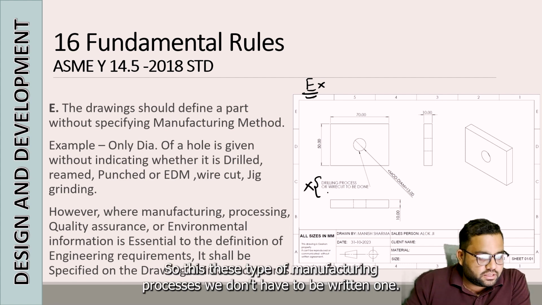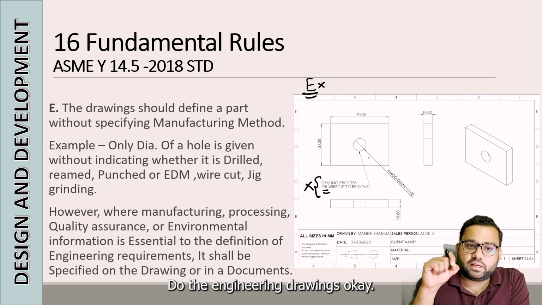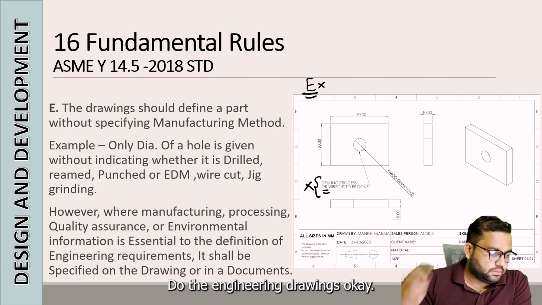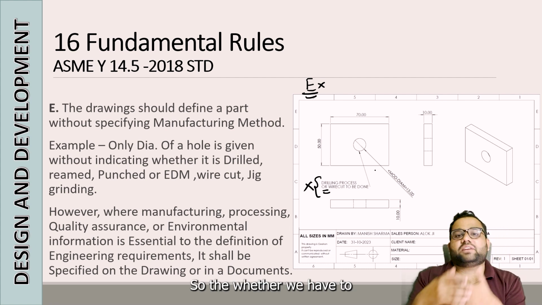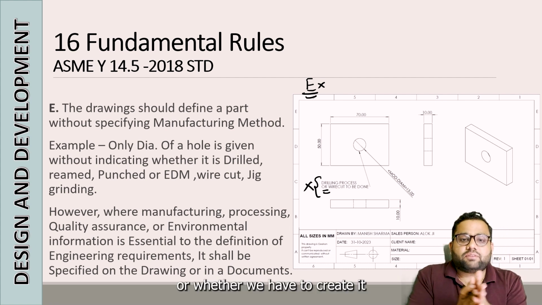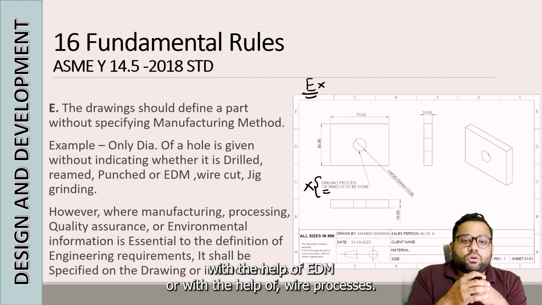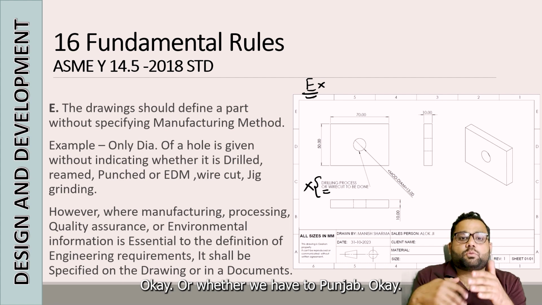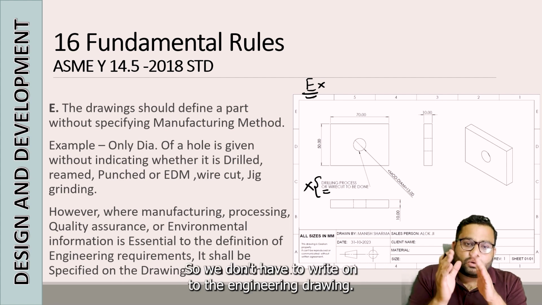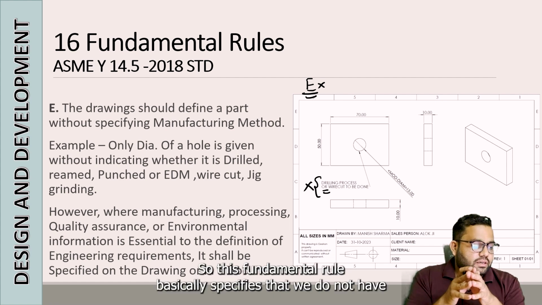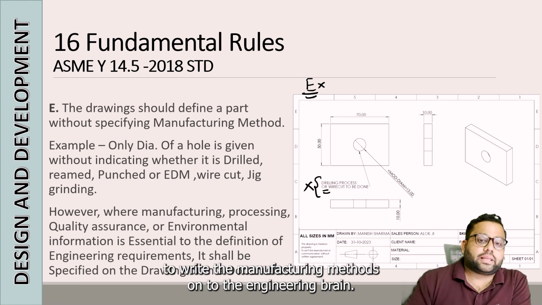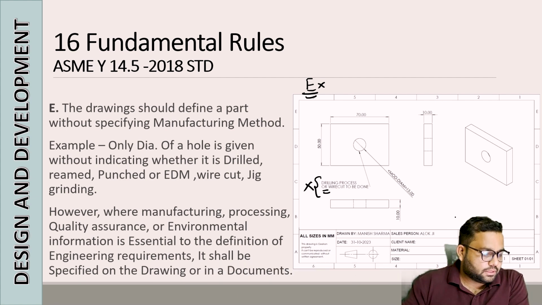These types of manufacturing processes don't have to be written onto engineering drawings. Whether we have to drill a hole, or create it with the help of EDM or wire cut processes, or whether we have to punch a hole, we don't write that on the engineering drawing. So this fundamental rule basically specifies that we don't write the manufacturing methods onto the engineering drawing.